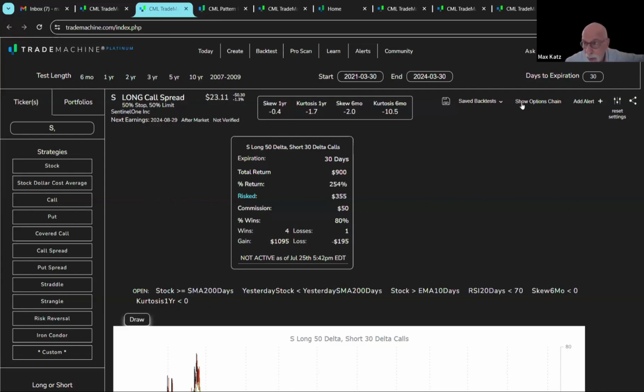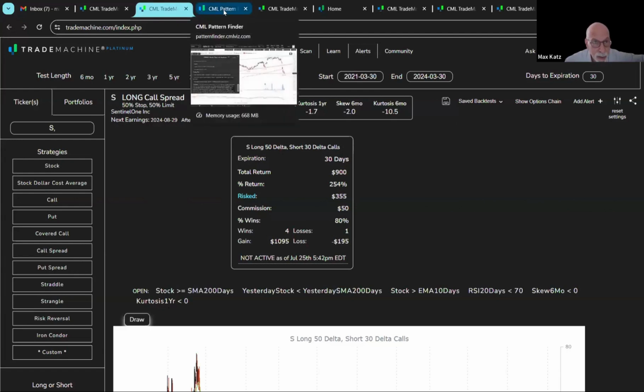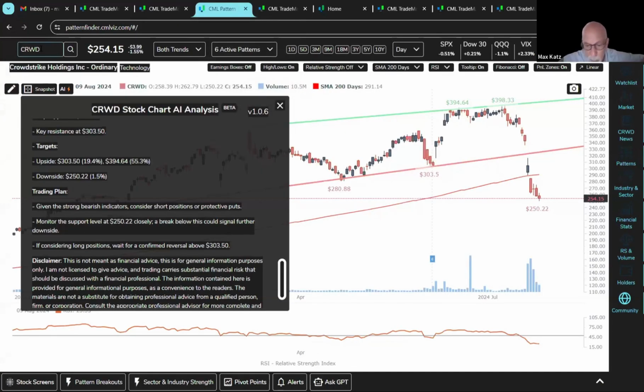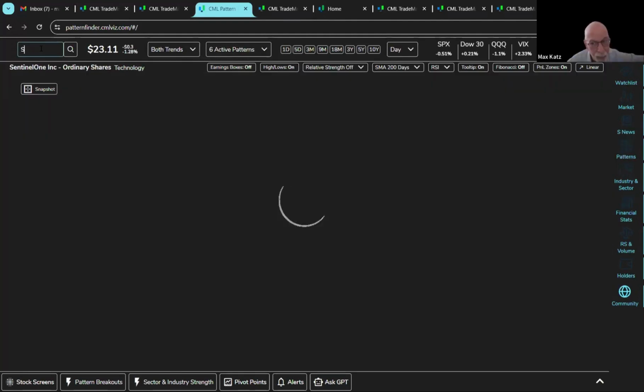So Sentinel One, I got a buy the dip, slightly different trade. In this case, it is a 30-day to expiration long call spread, 50-30. 50 delta, 30 delta. And I said, well, I've got to check it out on the Pattern Finder and see what kind of information it gives me for Sentinel One.